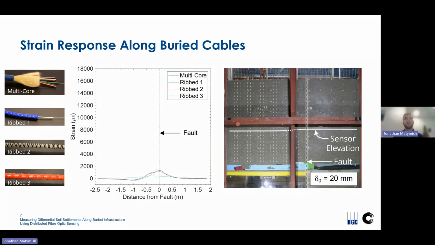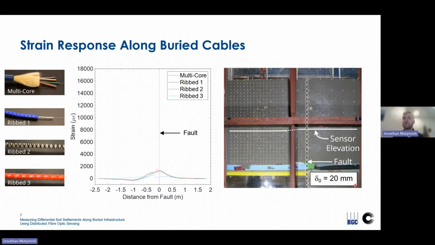The first piece of data that we're going to look at is the strain response along our buried cables, where we're going to show strain versus distance from the fault along 4 of our cables, shown here on the left. And in this slide, we've excluded the temperature cable. We didn't measure any meaningful strain along it because those internal fibers are loose and aren't sensitive to strains imposed by ground deformation. And then on the right, we're showing our displacement field of the soil obtained through digital image correlation, where we're highlighting the elevation of our sensors and the location of our fault.